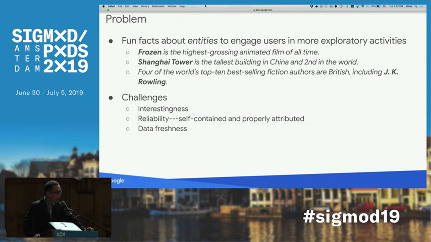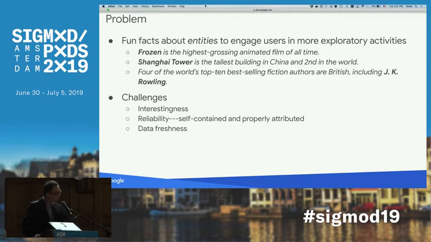single top K view. And the other one is similar to that, but we try to put that into context. For example, Shanghai Tower may not be the tallest building throughout the world, but it is the tallest building in China. So we are trying to identify that as well. And the last one is the most interesting, which is essentially the idea of the so-called distributional view. The idea is like you are interesting because you're part of a group that is very interesting, right? So here the case is like 4 of the world's top 10 best-selling fiction authors are British, including Rowling, who wrote the Harry Potter books, right? So this is another interesting aspect of that.